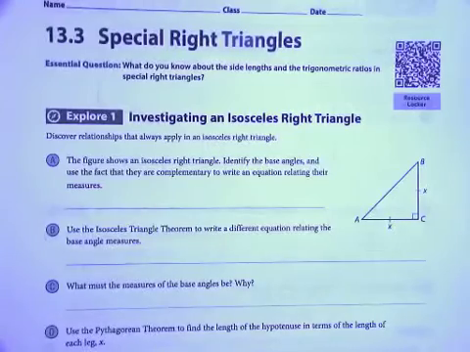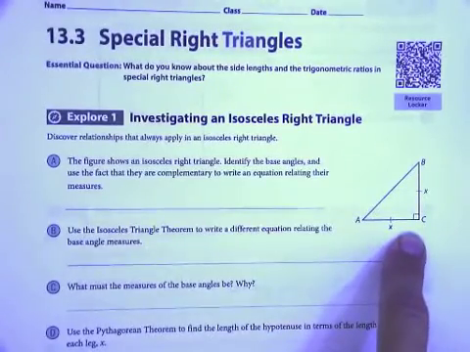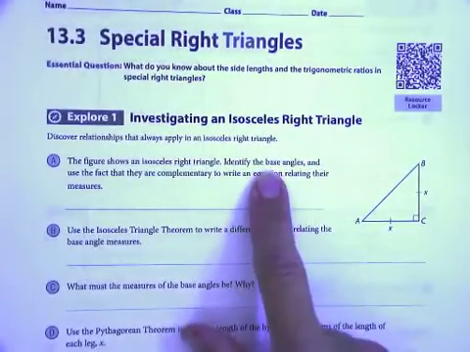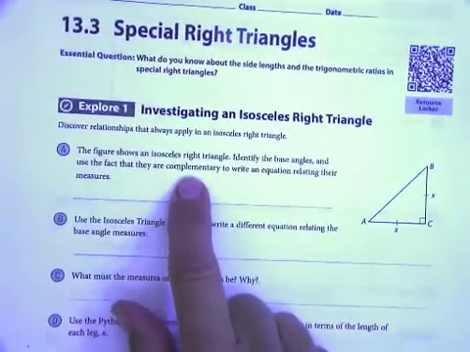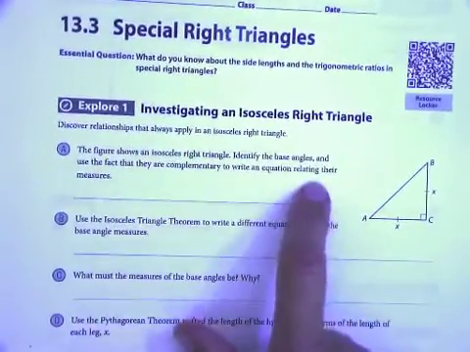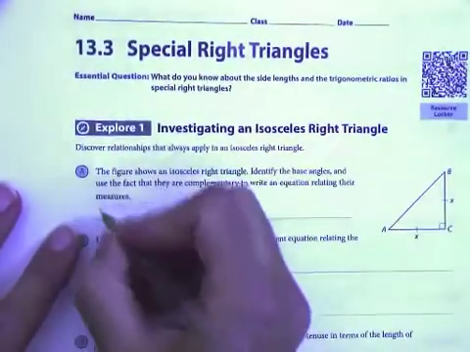In this lesson, we're looking at a couple of special right triangles. So in this diagram, we have an isosceles right triangle. It says to identify the base angles and use the fact that they are complementary, remember complementary means that they add up to 90, to write an equation relating their measures. The base angles are angles A and B.